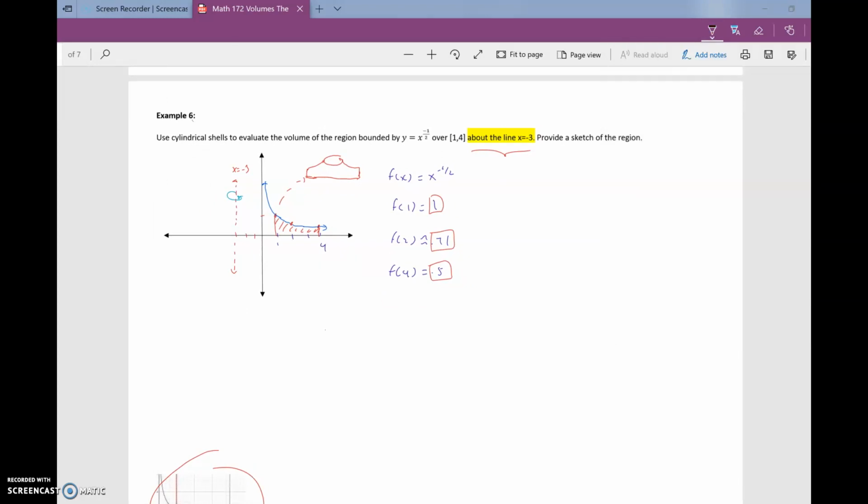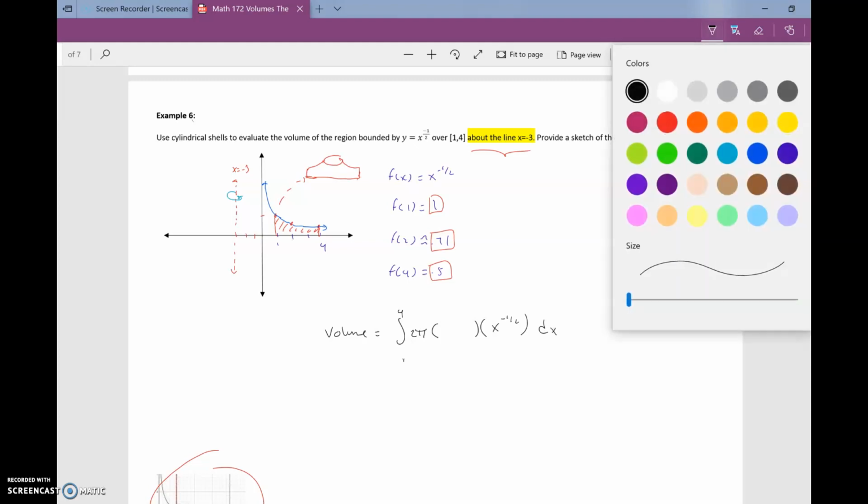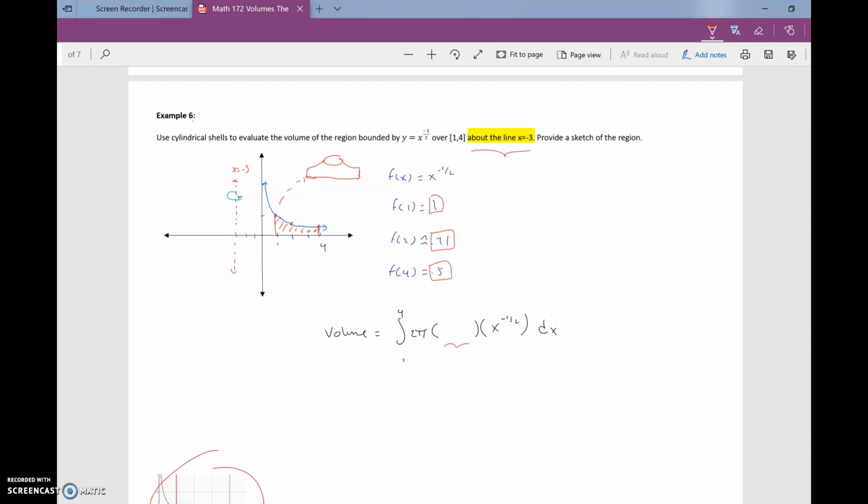Our volume is going to be from the values of technically 1 to 4, and you're going to have the 2 pi. This is not going to be your typical x, but you are going to have your function. So you're going to have x to the -1/2 dx. And remember that if it was at x is equal to 0, you will have an x there.